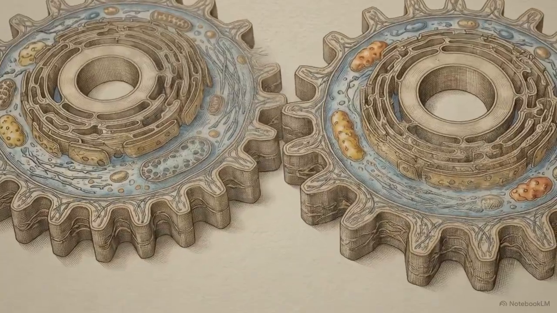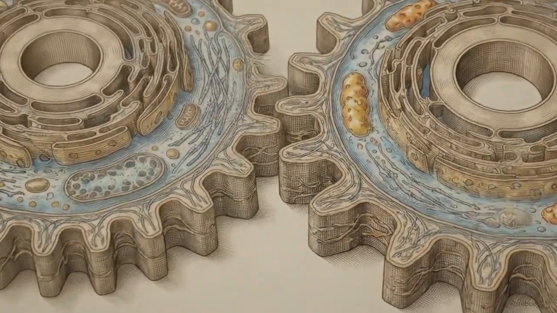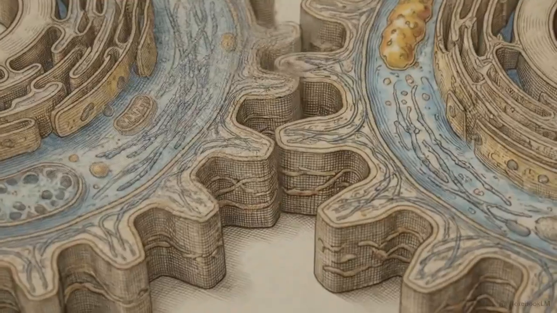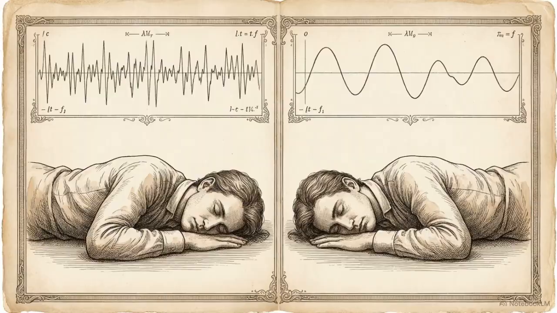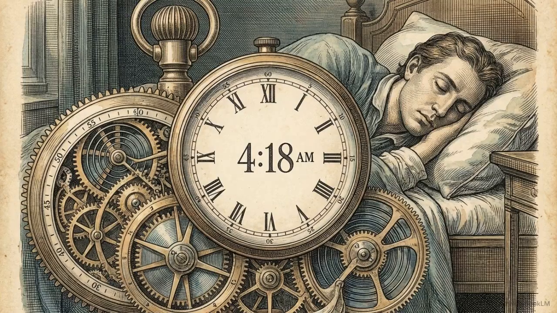If you look closely at two biological systems operating in perfect synchronization, you might assume they are driven by the exact same internal mechanics. But identical outward behavior often masks entirely different biological realities. Consider a classic late sleep phenotype. Clinically, this is someone who consistently reaches the midpoint of their sleep cycle at roughly 4:18 a.m.